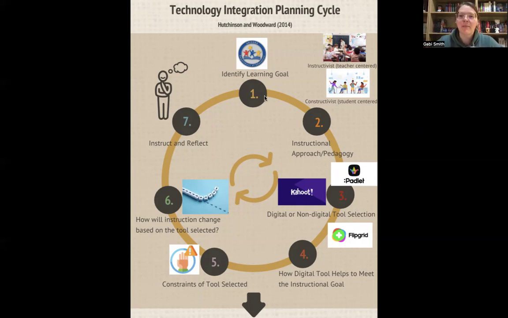Their first step that they identified was that you have to identify a learning goal. That's necessary for any lesson that you are creating, and therefore it's integral to their planning cycle.